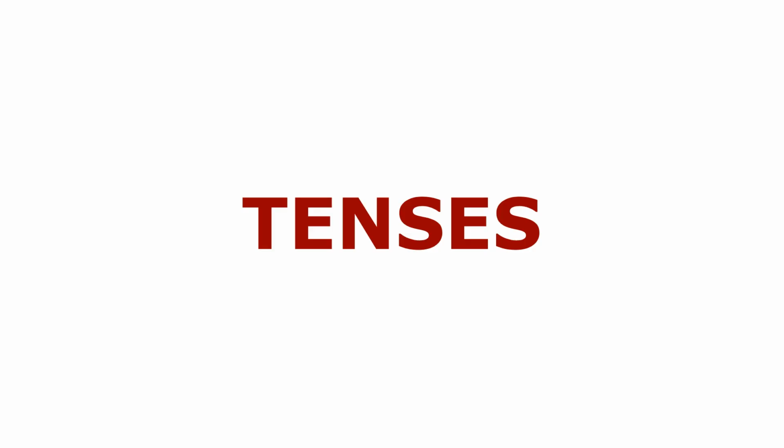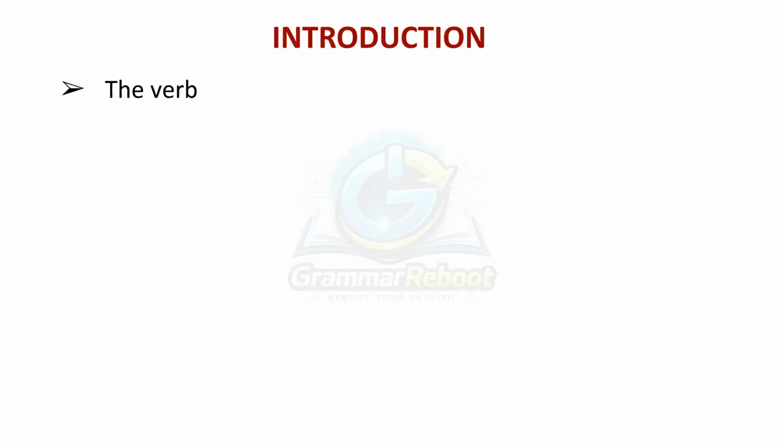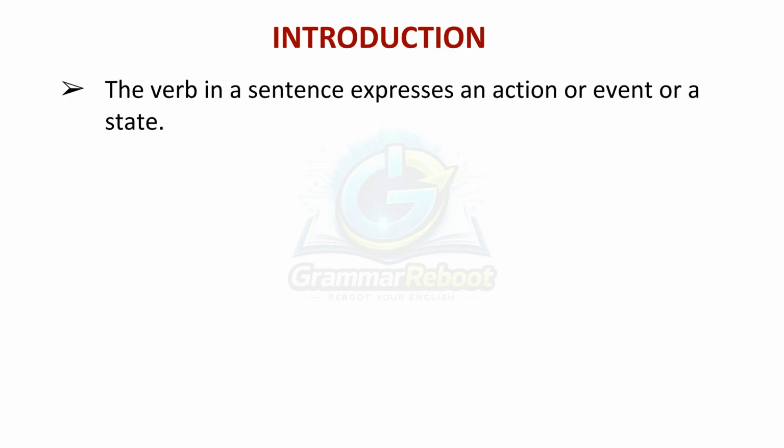Today, we're going to understand one of the most important topics in English grammar, tenses. Introduction. Today we are starting with a very important concept in English grammar, the verb. Let's understand this simple sentence. The verb in a sentence expresses an action or event or a state. What does this mean? A verb is a word that tells us what is happening in a sentence.